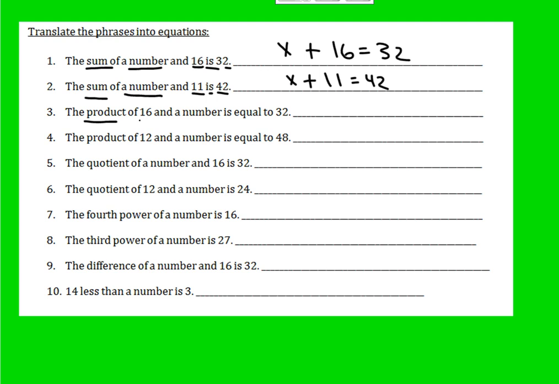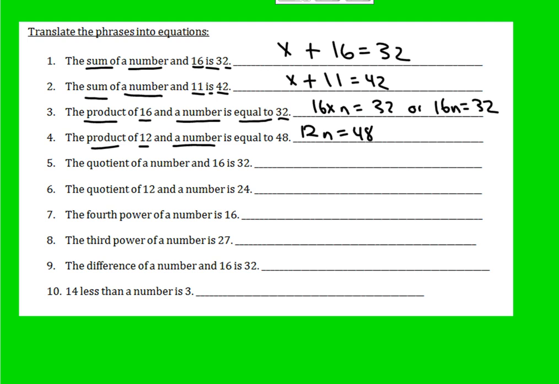The product of 16 and a number is equal to 32. Product indicates multiplication. So we have 16 times a number is equal to 32, or 16n equals 32. Number 4, the product of 12 and a number is equal to 48. So the product, once again, same idea. It's going to be 12 times n, we don't know it, is equal to 48.